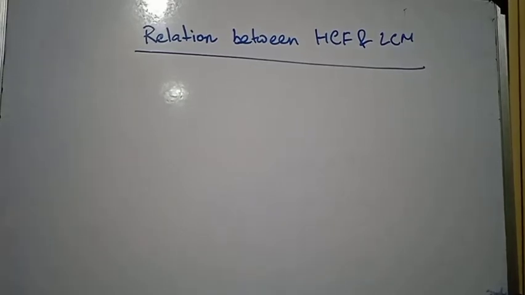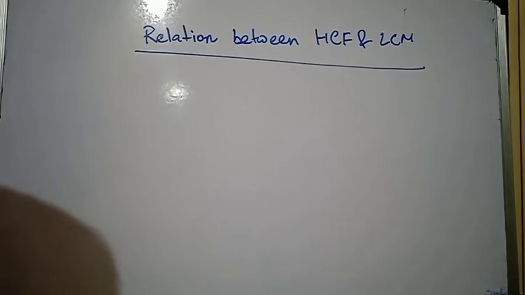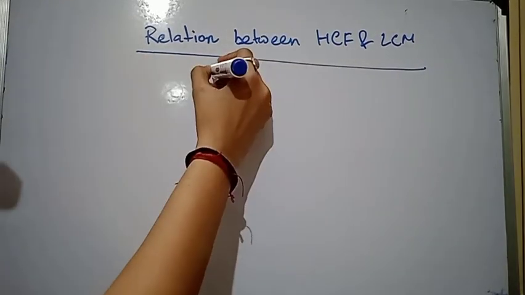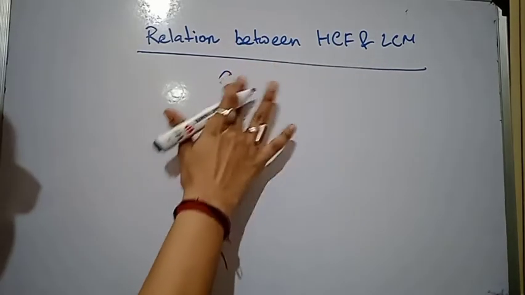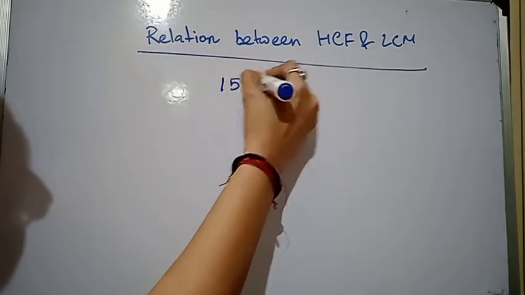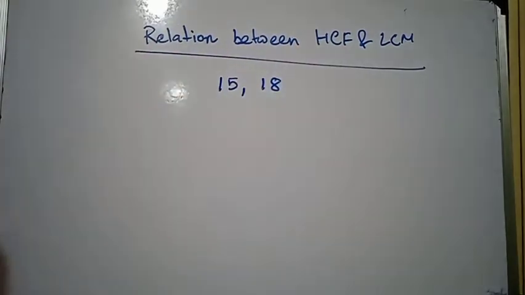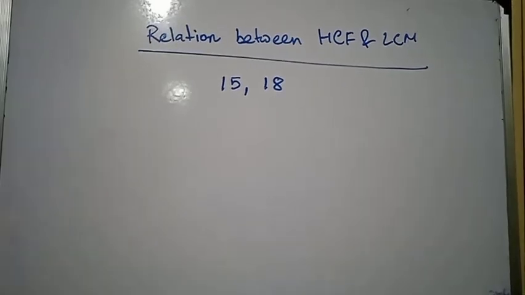Now we are going to the next section where we are going to find the relation between HCF and LCM. Suppose we are given two numbers and we have to find the relation between their HCF and LCM. I am taking an example with two numbers, suppose 15 and 18. I have to find the HCF and LCM of both of them, and then find the relation between them.